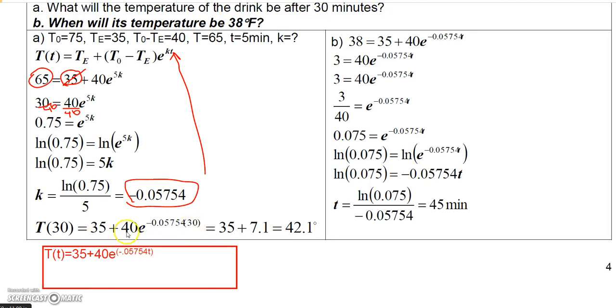And then we get 35 plus 40 times e to the negative 0.05754 times 30. And one thing I'll caution you to do when you put it in a calculator is put this exponent in a set of parentheses. And so I ended up getting 35 plus about 7.1. So it's cooled down to 42.1 degrees.